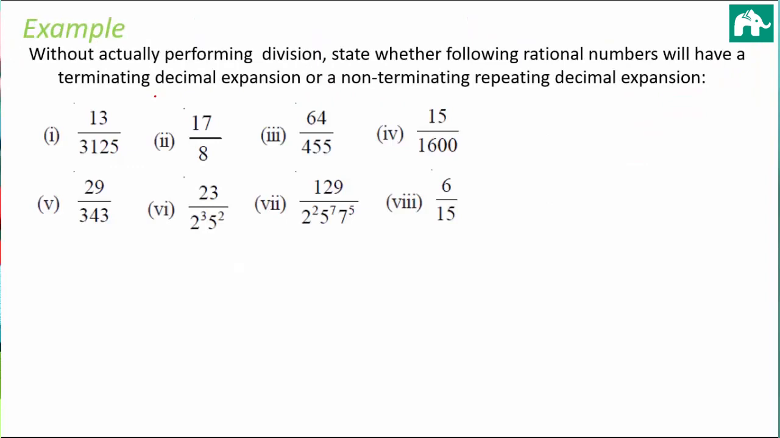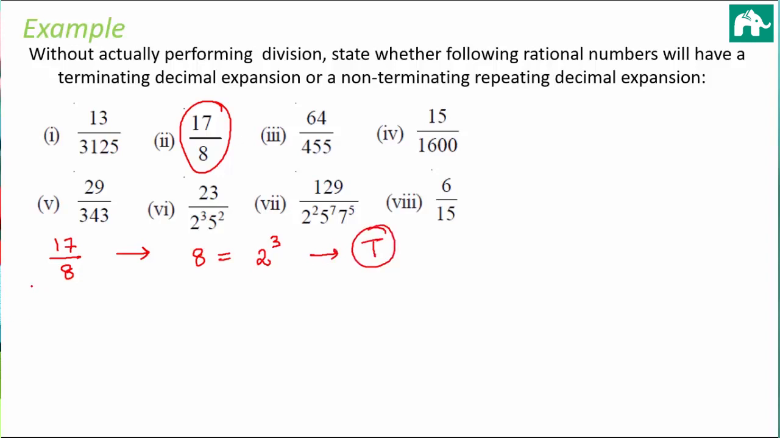So here we have a couple of rational numbers, and let's say I randomly pick up one. I pick up this number 17 by 8. If you focus on the denominator, it can be written as 2 to the power 3, 2 into 2 into 2. Since it can be written in the form 2 to the power n, 5 to the power m, therefore this is terminating. This will end up in a terminating decimal.